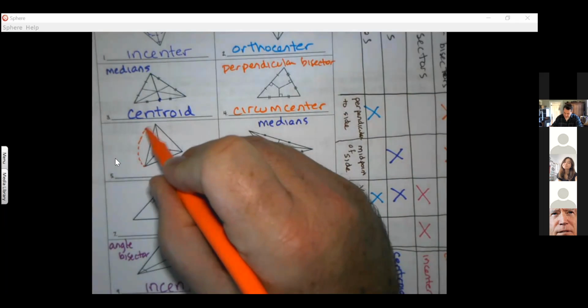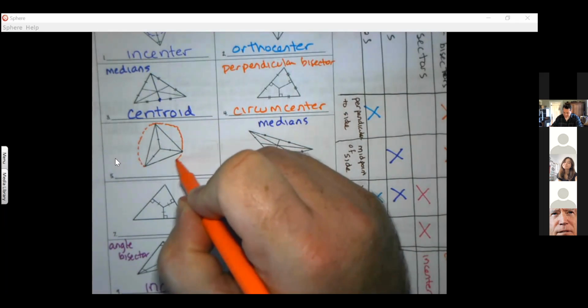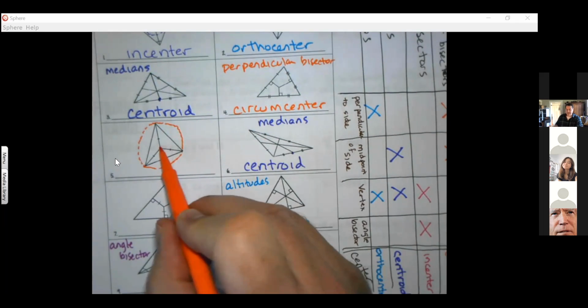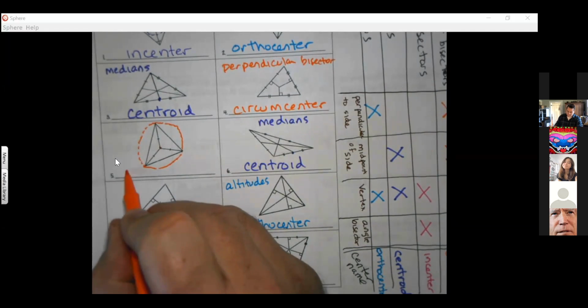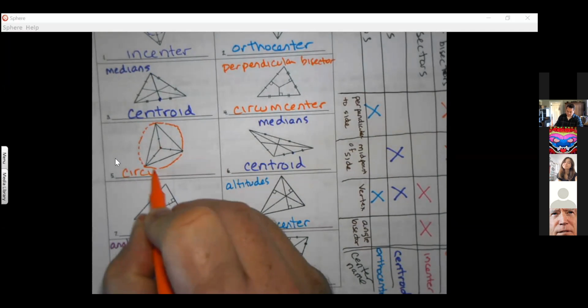In other words, what this means is I can draw a circle right around this, and that would be my center. So what kind of center is that? Circumcenter.